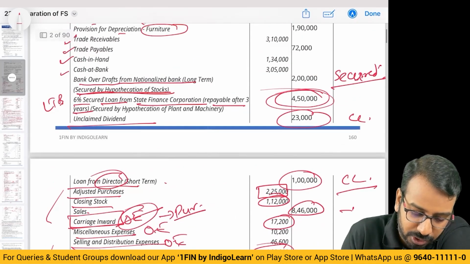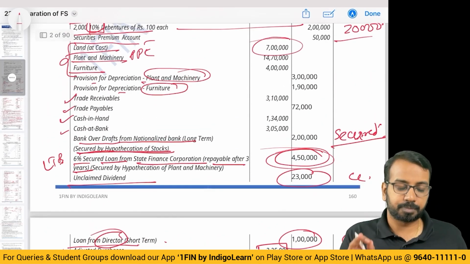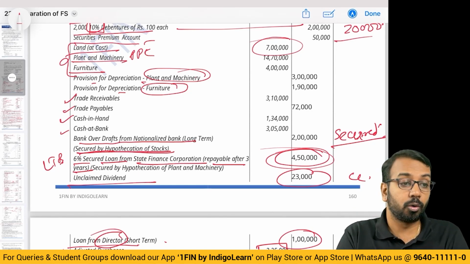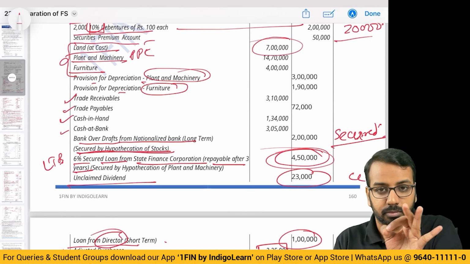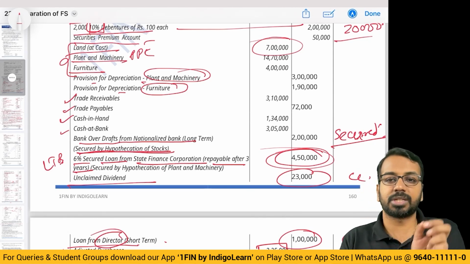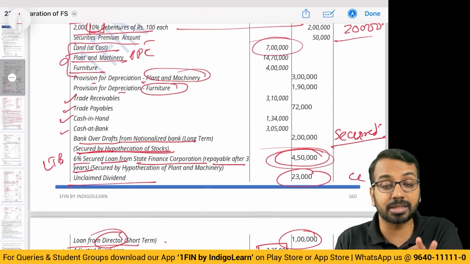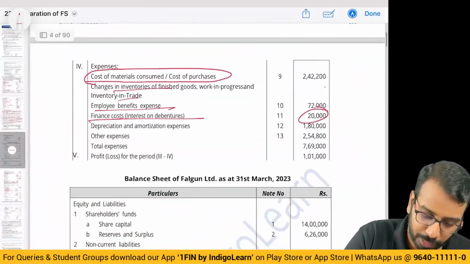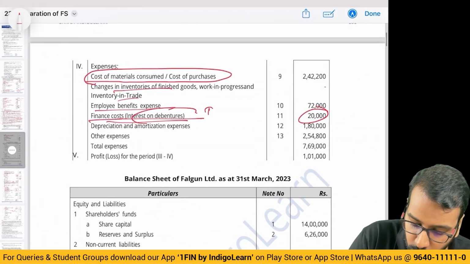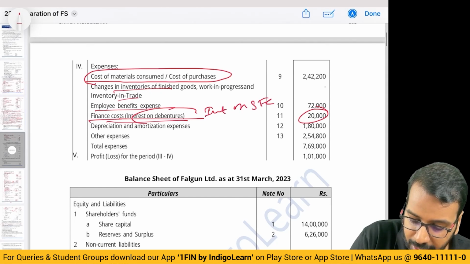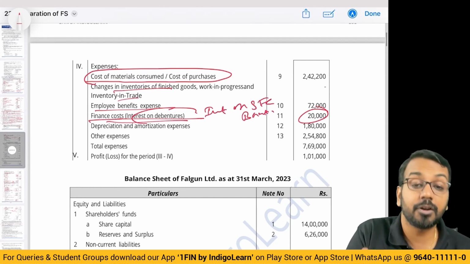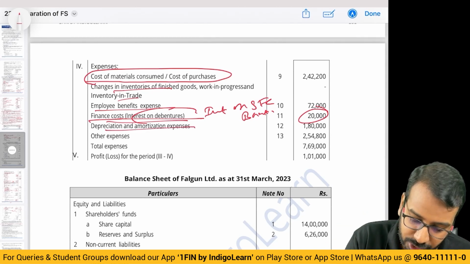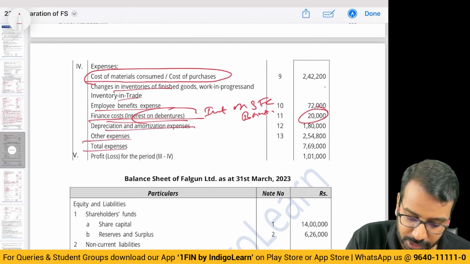Because information is not given, they have just taken your debenture interest, but they may also include interest on your loan from State Finance Corporation, or interest on bank overdraft. All of that you have to present under finance cost. So here this will include interest on SFC and bank OD if information is available. If it is not available, whatever is available you will show that. Depreciation is the same thing what we have done, other expenses and total expenses.